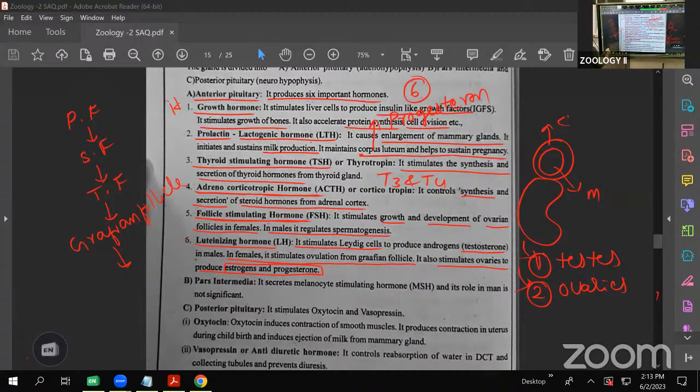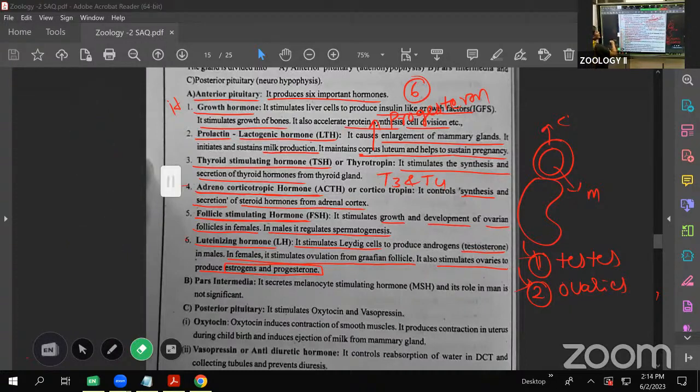Like this, there are mainly these 6 hormones. This one is an important question. The pituitary gland, the upper part, the adenohypophysis, produces 6 hormones. Shortcut: the growth hormone, GH. You can write it like this also, nothing will happen. Next one is called prolactin or luteotropic hormone, LTH. If it is easy, write prolactin.